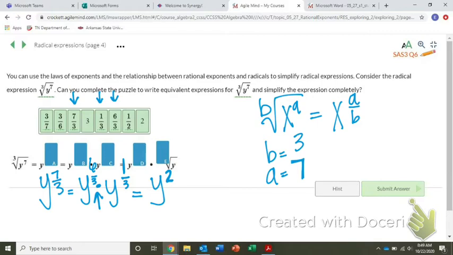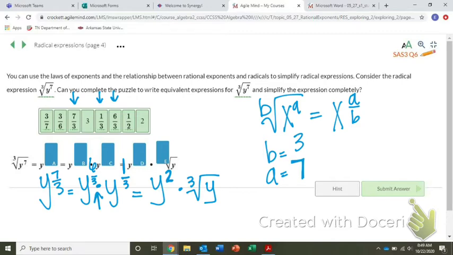What did we talk about on the first slide? That first slide, we said anything to the half power is a square root. Anything to the 1/3 power is a cube root. So if we simplify y to the 1/3 power, we should get the cube root of y.